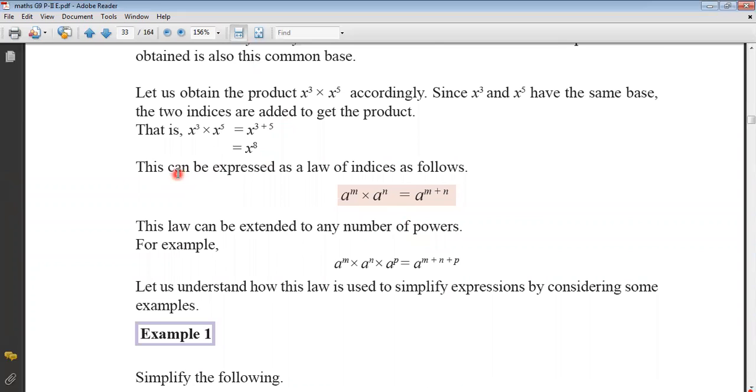This can be expressed as a law of indices. a to the m times a to the n equals a to the m plus n. This is the equation. You have to remember it. That means add these two, m plus n. That's what we have learned already. So this is the law of indices. Now, let us understand how the law is used to simplify expressions by considering the same examples.